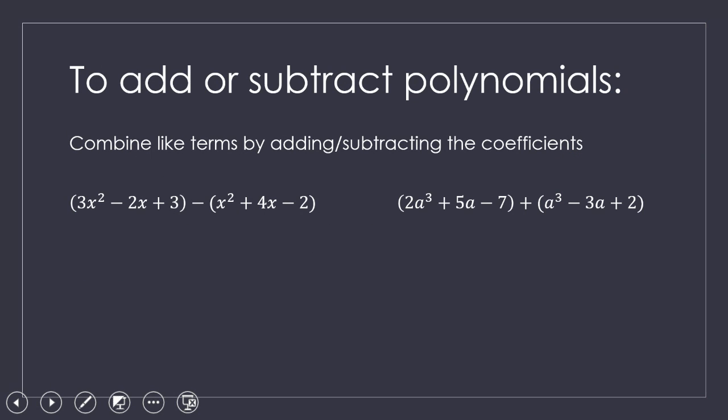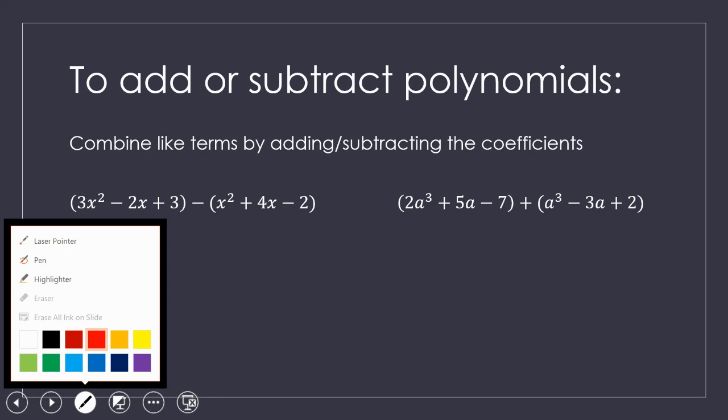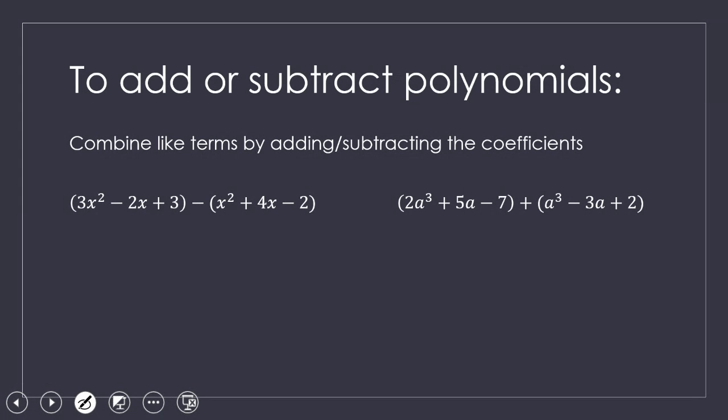To add or subtract polynomials, you simply combine like terms by adding or subtracting the coefficients. That is the most important part here. The coefficients are what you are adding or subtracting. You are doing nothing with the exponents, okay? So if I look at this first one here, I'm subtracting all of these second ones from all of the first ones, and I'm just going to combine my like terms.